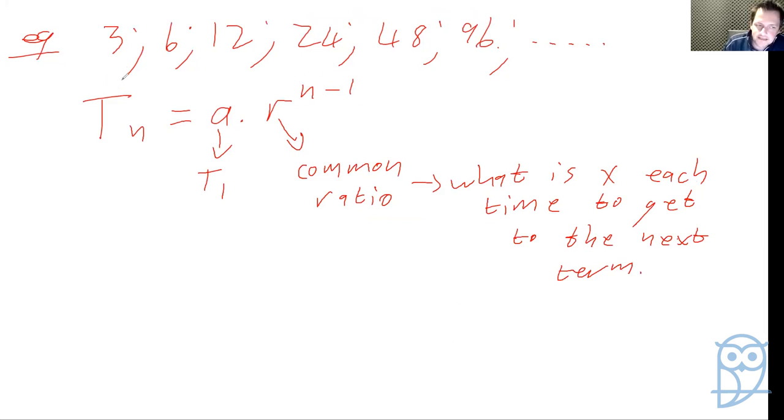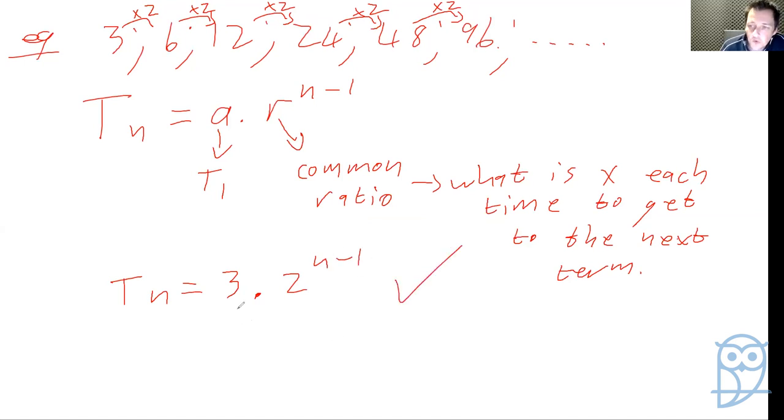And then, you know, n is n, tn is tn, they stay, because n is your position and tn is the term's value. So in this scenario, we see that my first term is 3. And what am I multiplying each time to get to the next term? Well, here I multiply by 2, multiply by 2, multiply by 2, multiply by 2, multiply by 2. So therefore, this is 2 to the n minus 1. And that is all you need to be doing.